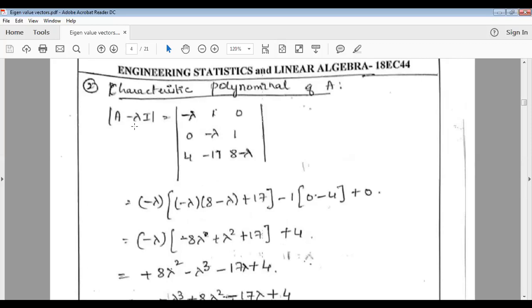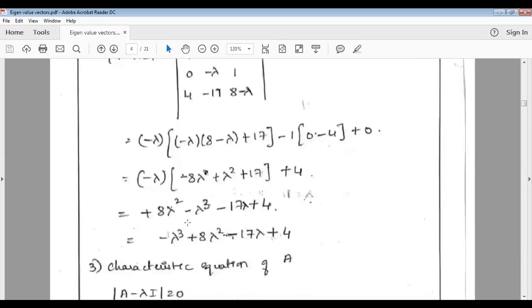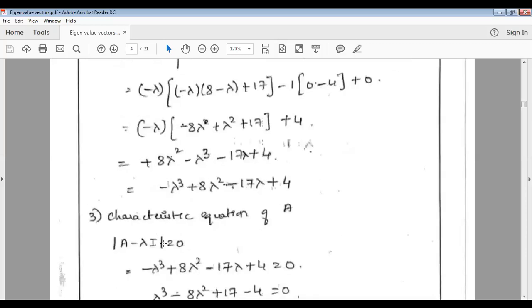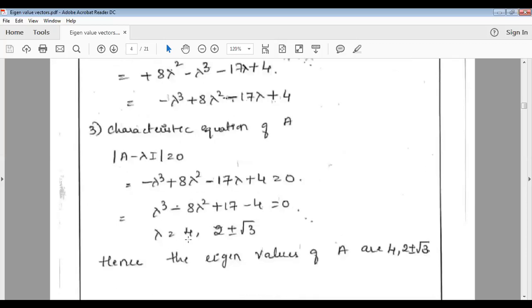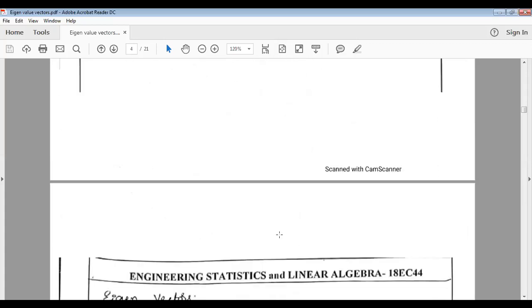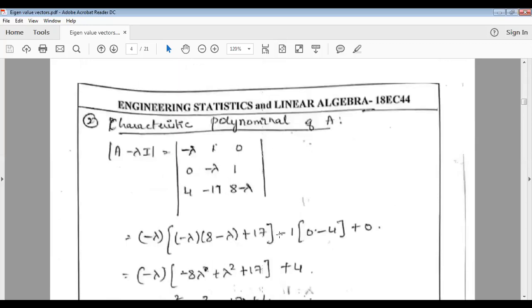Right? So you have determinant of A minus lambda I. I found the determinant here. It comes as a power to the 3 equation. Okay? And the last step is then equating that to 0 and then finding the roots. So the roots here come as 4 and 2 plus or minus root 3. Right? So therefore the eigenvalues of A are 4 and 2 plus or minus root 3. Okay? So is just finding the eigenvalue clear? I think it's a very simple process.